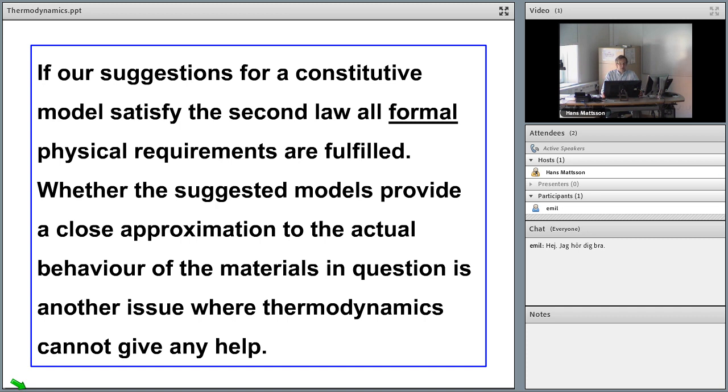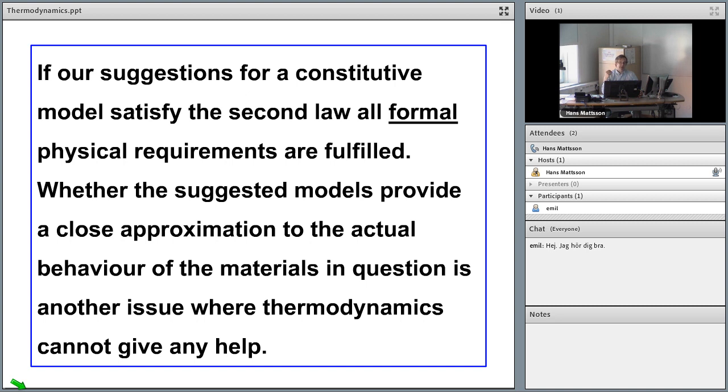That's the law with the entropy. Whether the suggested models provide a close approximation to the actual behavior of the materials in question is another issue where thermodynamics cannot give any help. And then we can raise the question, how should we act as scientists if we are developing our own constitutive models? What is important here?